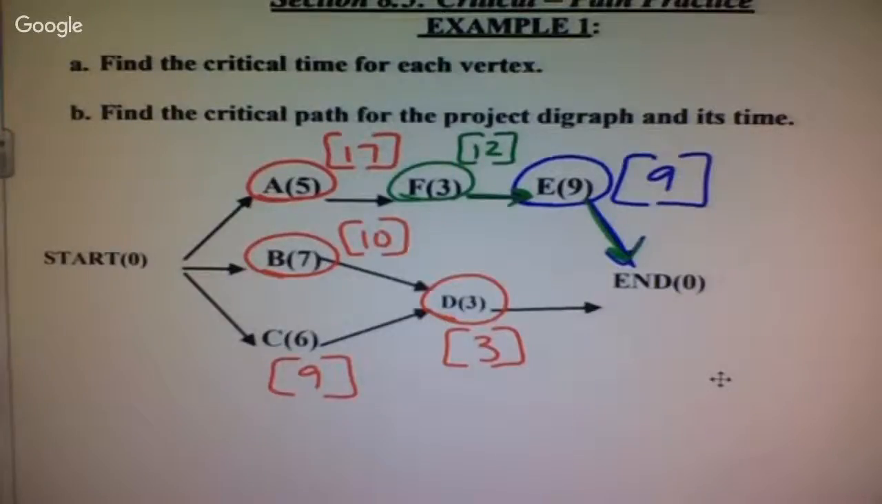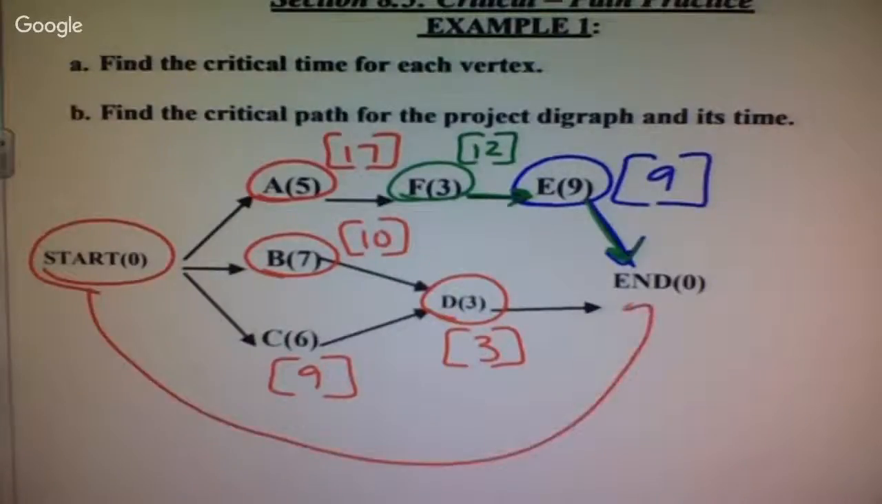Okay, your critical path has to go from the start to the end. Your critical path, you want it to be the biggest number possible. So, you said A to what? A, F to E. Good. Okay, so my critical path goes from start to A to F to E to the end.